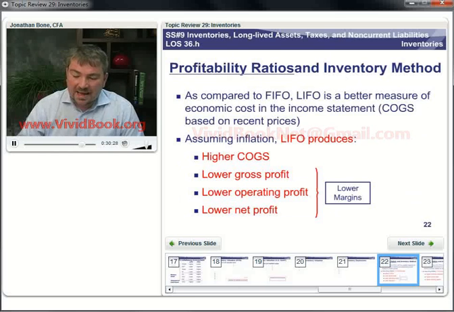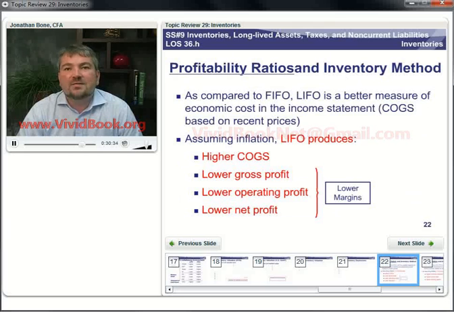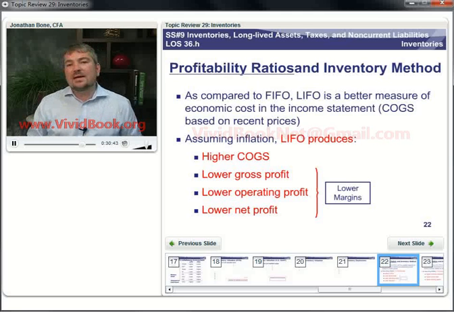Our last little LOS in this particular area asks us to calculate and interpret inventory-based ratios. Now, first of all, let's think about our profitability ratios. Now, as compared to FIFO, LIFO is a better measure of economic cost in the income statement, because if we use LIFO in the income statement, our cost of goods sold contains the most recent purchase prices, and that we like. So LIFO will give you a higher cost of goods sold because it contains the most recent purchase prices.